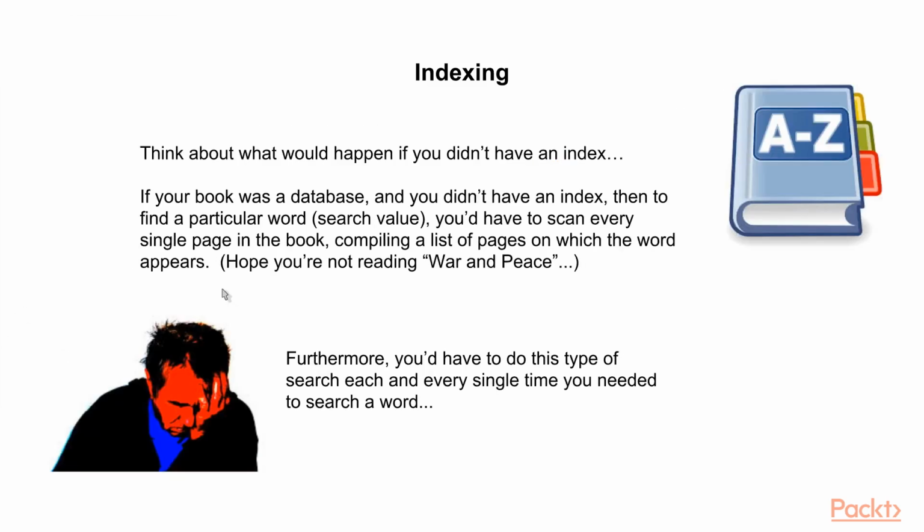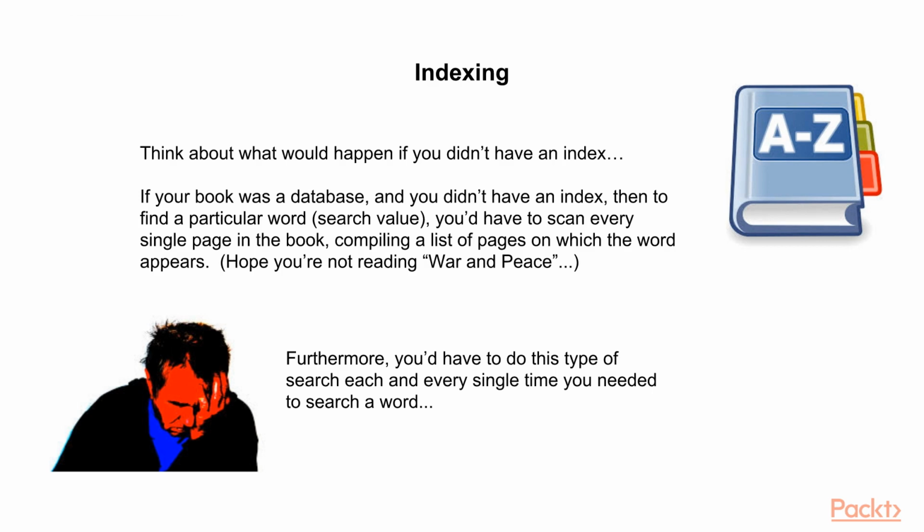Now, if you didn't have an index, bad things are going to happen. If your book's a database, and you're looking for a particular word, and you don't have an index, or that word doesn't appear in the index, then from the database engine's perspective, you would have to page through each and every single page of the book and search for an occurrence of that word on that page. And if it appears, you'd have to report the page number back to the user who requested the information.